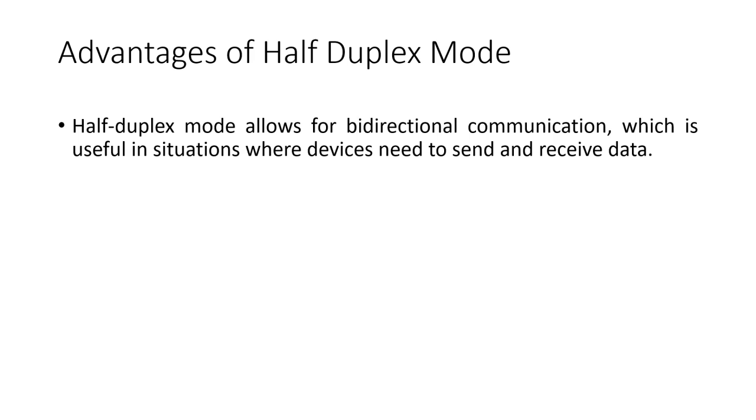Advantages of half duplex mode. Half duplex mode allows for bidirectional communication, which is useful in situations where devices need to send and receive data.